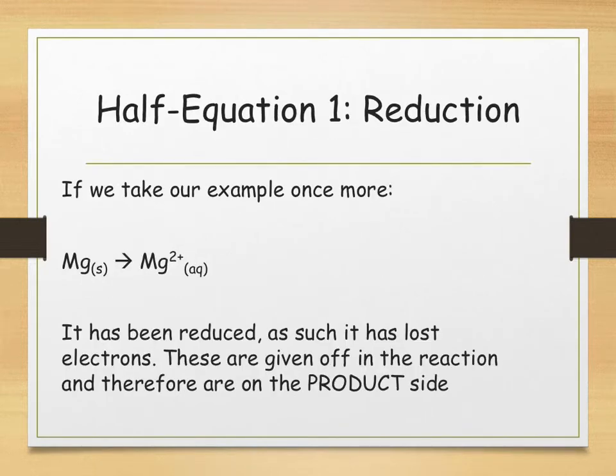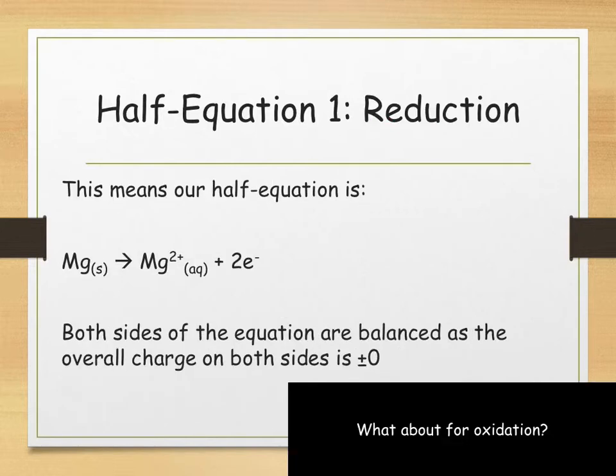Continuing with our example, we can look at the change between magnesium as a solid and magnesium 2+ ions in an aqueous solution. We've already looked at this being an example of reduction. It has been reduced as it has lost electrons. These are given off in the reaction and therefore are put on the product side. This means that the half equation for this reaction is Mg solid goes to magnesium 2+ as an aqueous solution plus our 2 electrons, our 2e-.